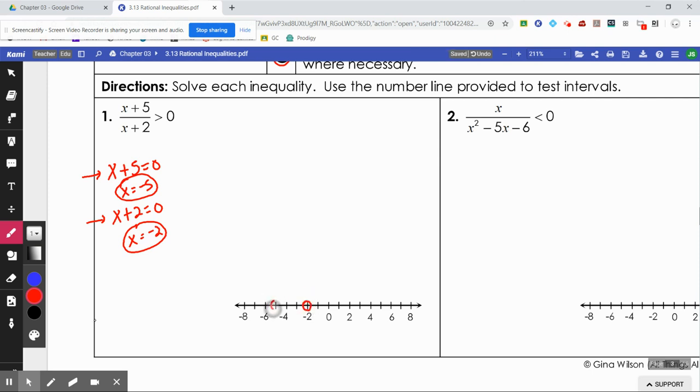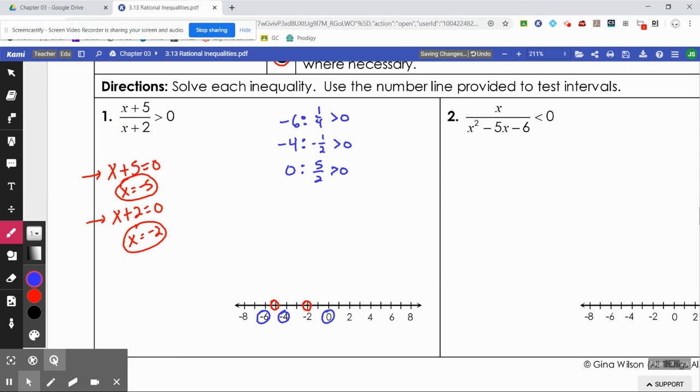That's going to tell us where we're going to test. So let's plot those. Now let's choose some test numbers. We'll test maybe negative 6, negative 4, and 0. We're going to plug it into our original inequality, and we're going to see what happens. And here's what we get.